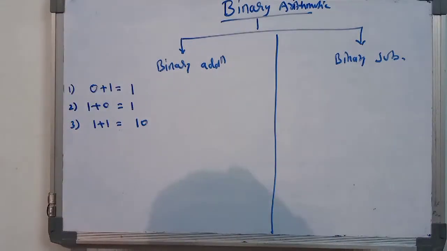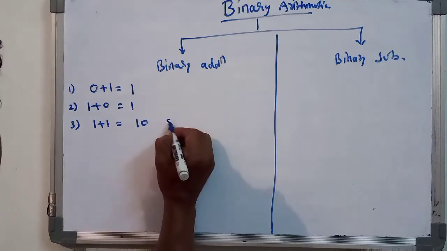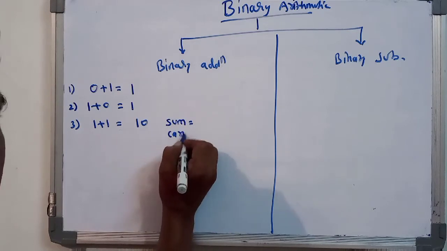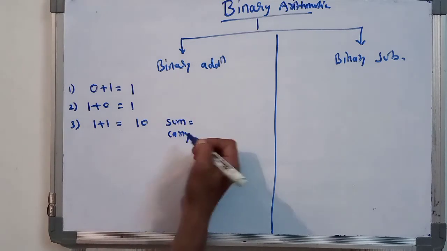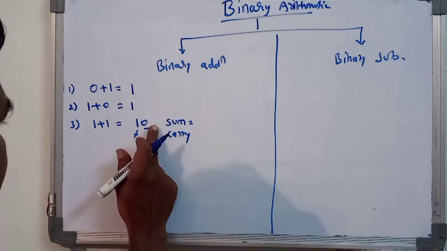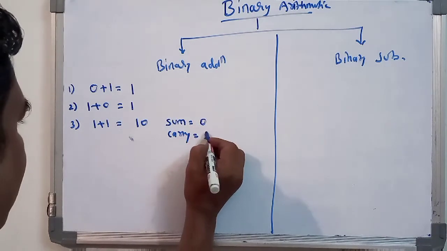Now in this 1 0, the result consists of the sum and the carry. What will be the sum and what will be the carry? The sum is 0 and 1 is the carry.